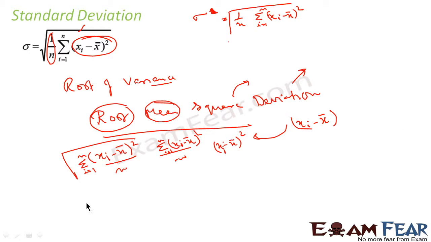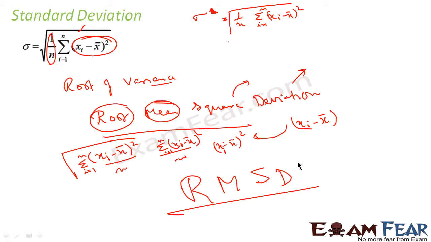So standard deviation is nothing but root mean square deviation. From the back, first you find the deviation, then you square it, then you take the mean, then you find the root. Please remember, root mean square deviation. First you find the deviation, then you square the deviation, you find the mean of the whole thing, and then you get the root.